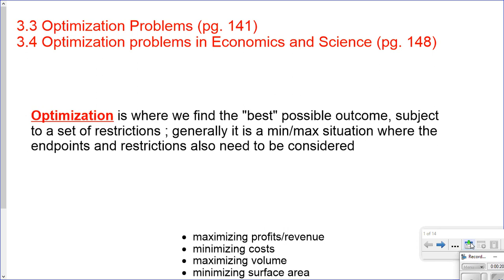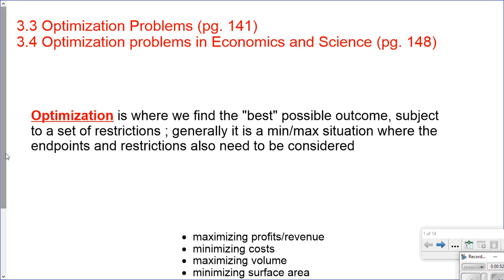So, optimization with calculus applications involves trying to find the optimal or the best possible situation using modeling and functions. The best possible outcome, okay, is often under a set of restrictions. And with respect to functions and graphing and our work in calculus, it generally involves a minimum or a maximum situation. The endpoints have to be considered, and all the answers have to follow within our restrictions.